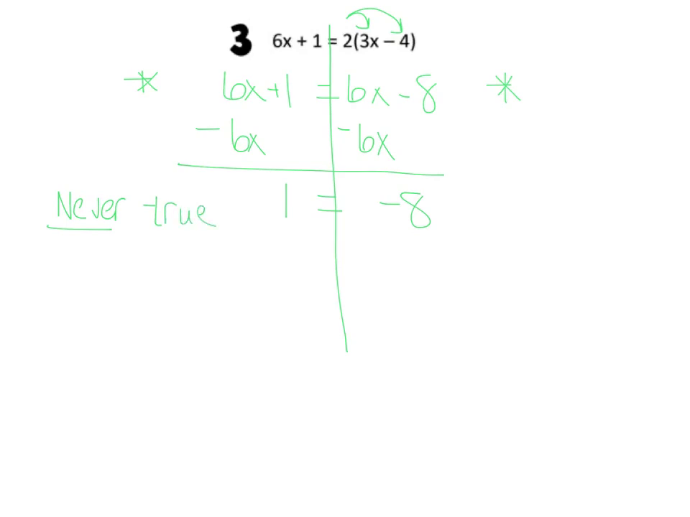And if you get something that is a false statement that is never true, this has no solution. Your answer is no solution. There is not anything you could plug in for x there that would ever work. So that's how you tell if something has one solution, many solutions, or no solution.